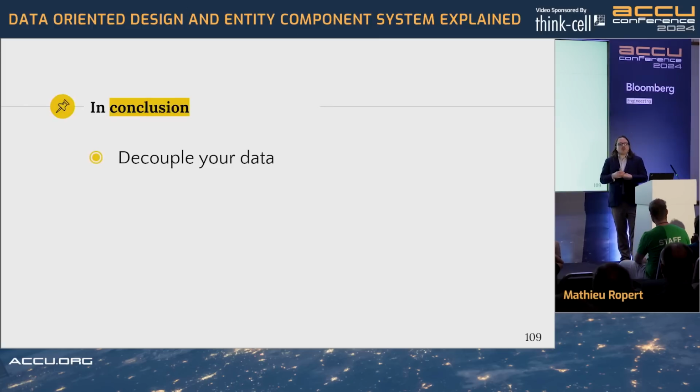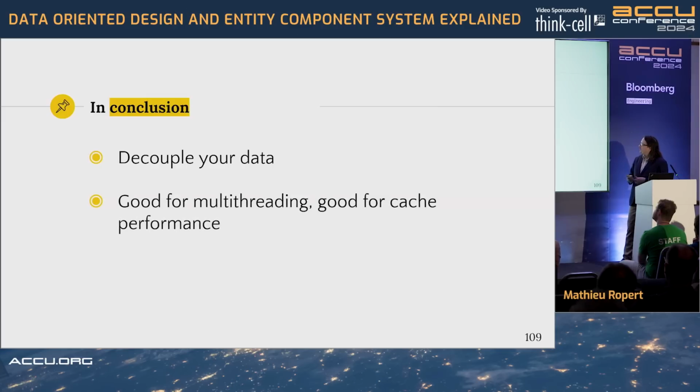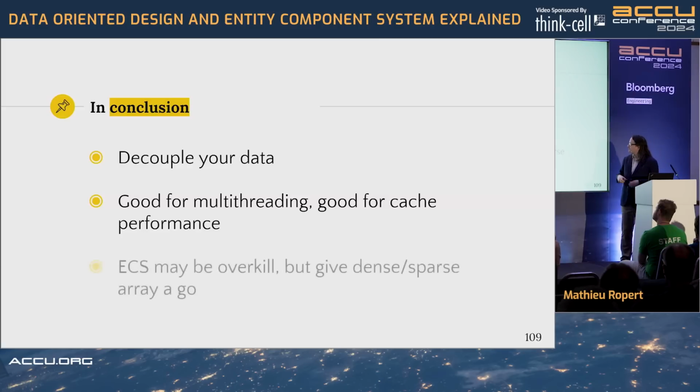So still, decouple your data. There's a lot of things to gain with it. Obviously, cache data accesses and all that stuff is great. But you will also find a lot of interesting stuff when it starts getting into multithreading. Again, good for cache performance, good for multithreading. Everybody's happy. Both are very related to performance.